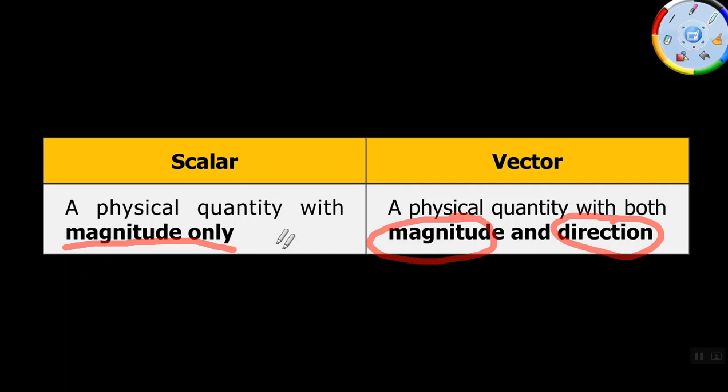So for example, a scalar can be 15 seconds. We don't say 15 seconds north or 15 seconds down, but a vector, okay, would be 10 Newton east, okay, or 10 Newton to the right.